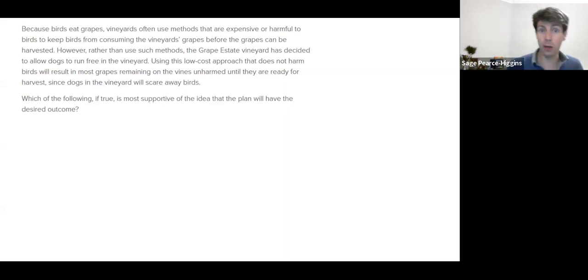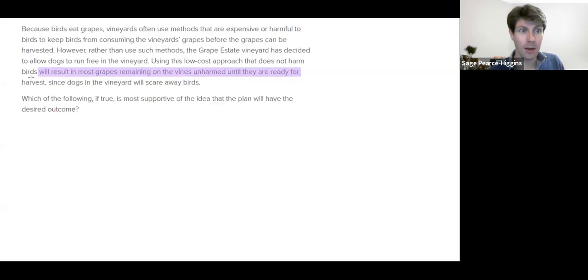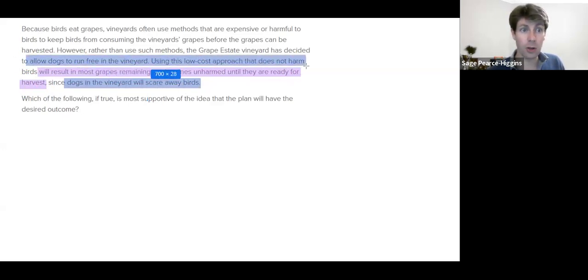Okay, so this is one of those skills, being able to read a passage and hone in quickly on what they are claiming. What is this plan that they're doing? What's their aim? Again, that clue for the future: it will result in the grapes remaining on the vines unharmed. And actually, since the dogs will scare away birds, we've got some reasons using this low cost approach that does not harm birds. We've got some description of the plan, and some reasons supporting their aim there.